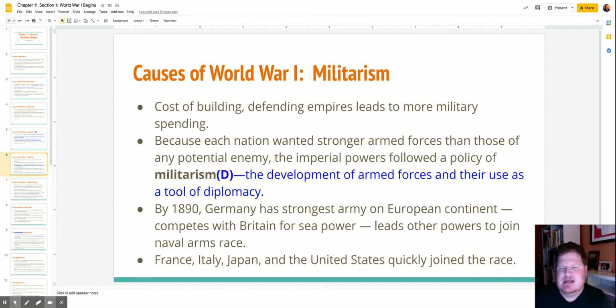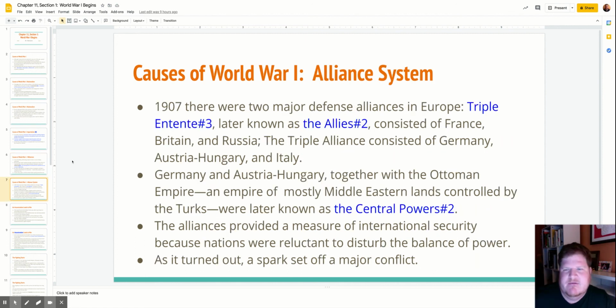We see by 1890, Germany has the strongest army on the European continent, competes with Britain for sea power, and leads other powers to join a naval arms race. And we start to see that France, Italy, and the United States are all trying to put together a military or army to show off their power. Basically the idea was, hey, don't mess with me because I've got these missiles behind me. So that's the way of thinking of militarism. Don't try to take our territories away because we have this army waiting for you.